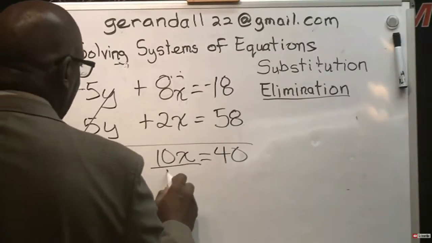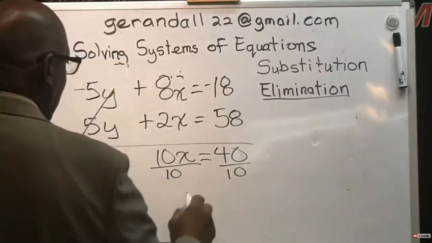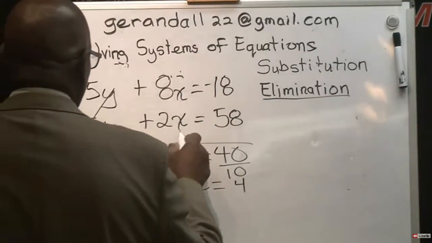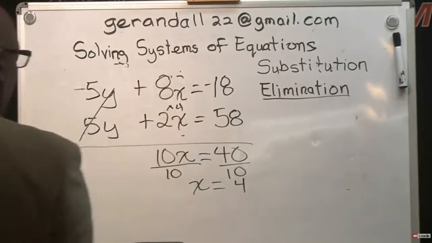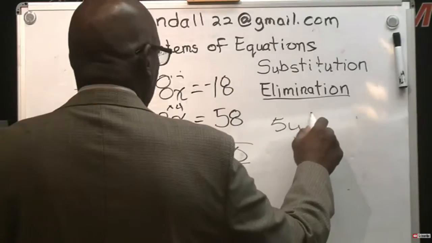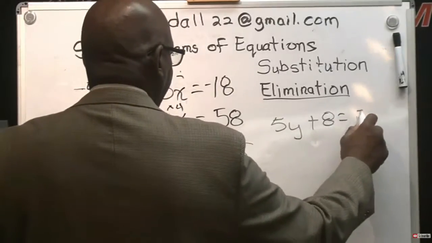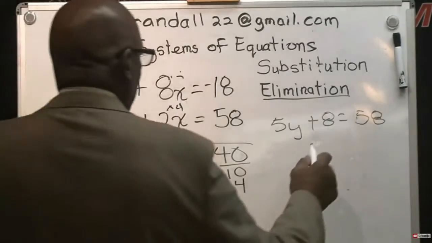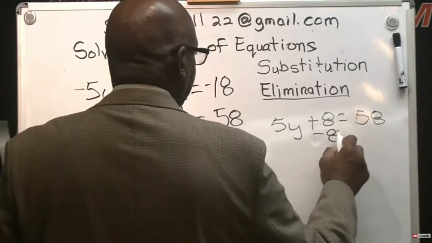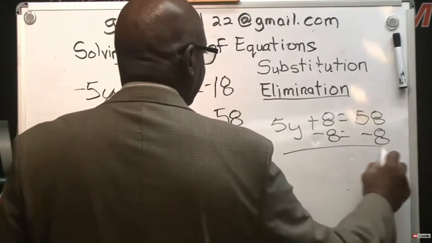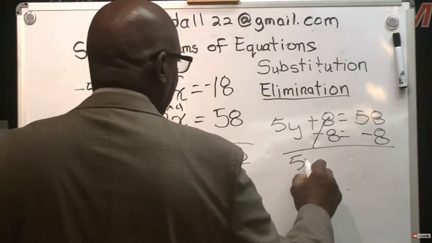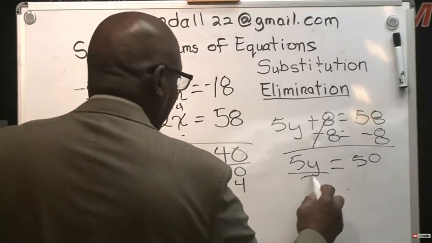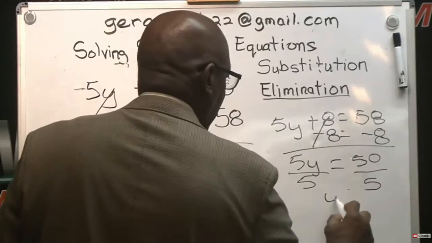How do we undo multiplication? We divide by 10. X equals 4. Okay? We'll replace it here. And we'll have 5y plus 8 equals 58. Again, we undo addition with subtraction. Whatever we do to one side, we must do to the other. This is eliminated. You have 5y equals 50. Undo multiplication by dividing by 5. Y equals 10.